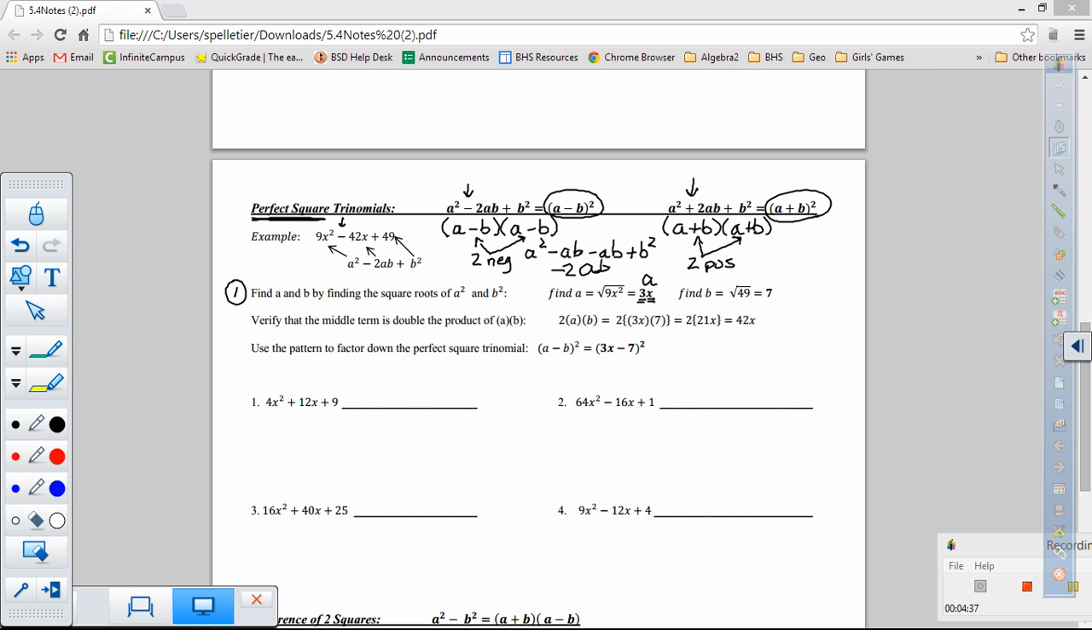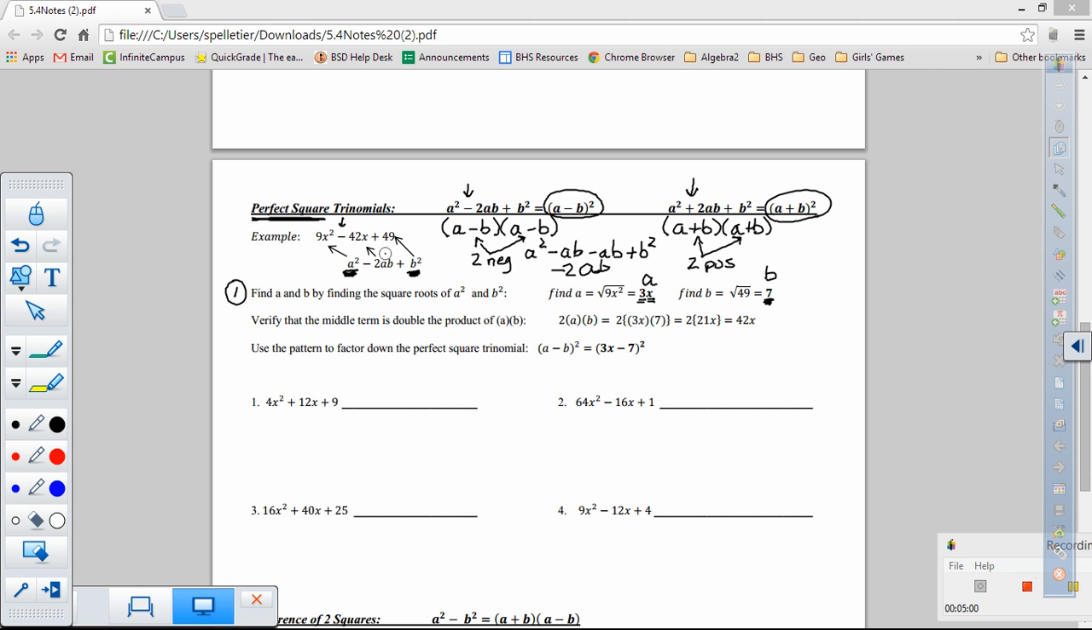That is what I squared where it says a squared. I took 3x and I squared it, and it gave me 9x squared. Okay? Then you're going to find your b term. Find the square root of 49. What times itself gave you 49? The answer is 7. So that is b. And when you look back at your formula, b squared, 7 squared is 49.